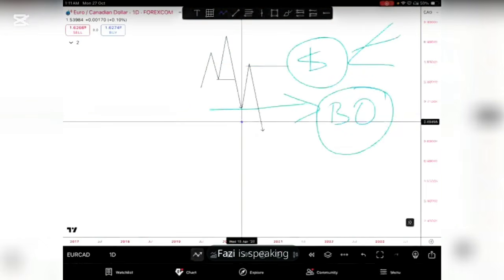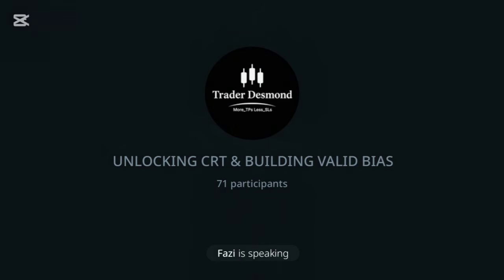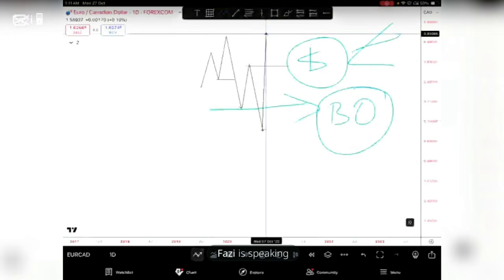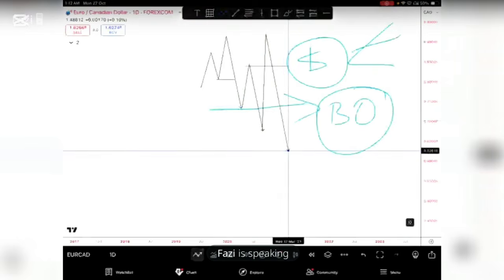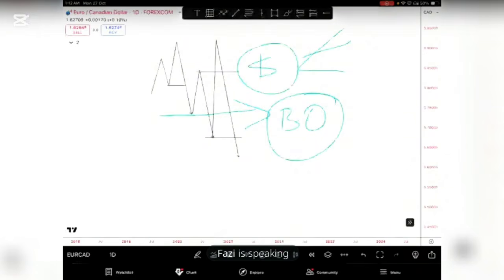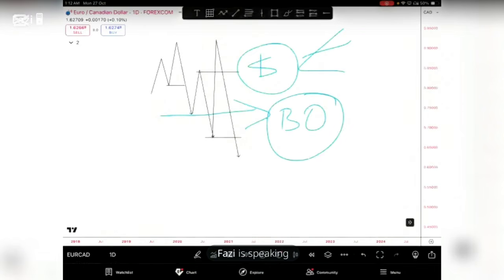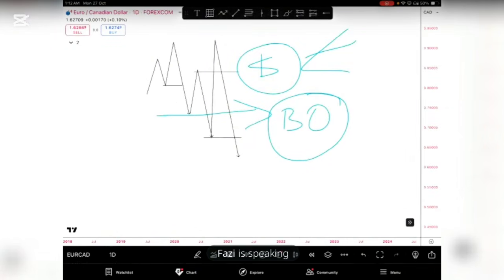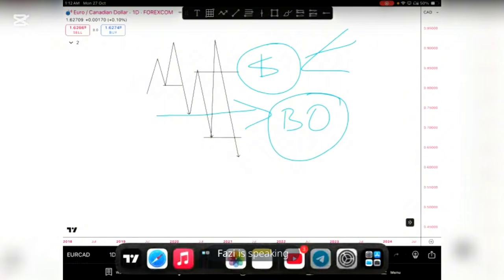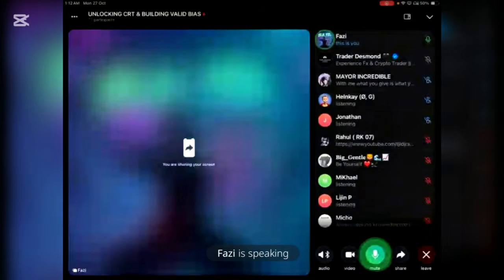So what we need to look for is that the high needs to be taken, and price will then start to move from the QM level or apex level to the external range liquidity, which is that low. What type of move is this? This type of move we call internal range liquidity to external range liquidity. That type of move we call an expansion move. Understand?